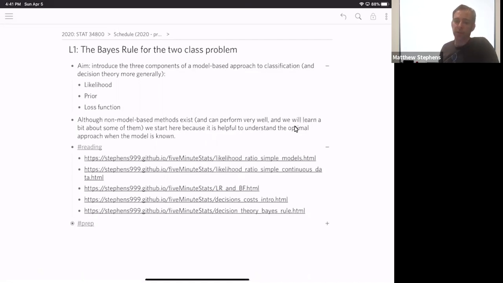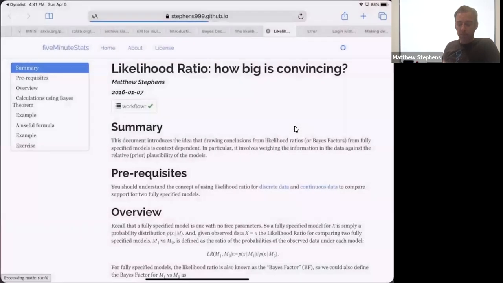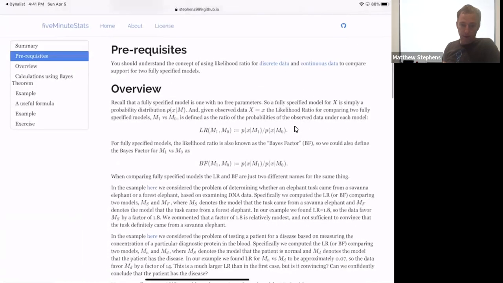In other words, the data favor whichever model is more likely to lead to those data. So that's the intuition. And now we're going to see if we can say a little bit more about how big a likelihood ratio has to be to convince us that one model is the truth, or at least a much, much better bet than the other model. So that's in this vignette here, LRMBF. Okay, so the vignette starts by reviewing the things we've already seen.